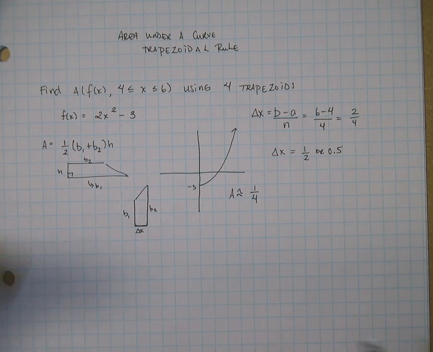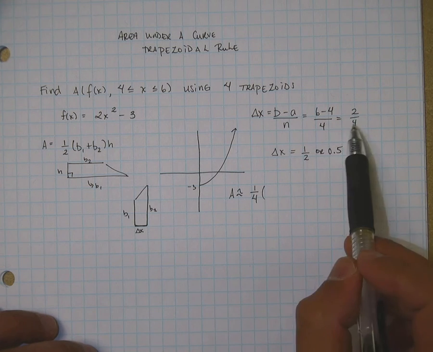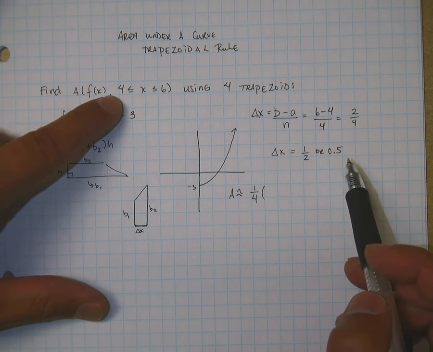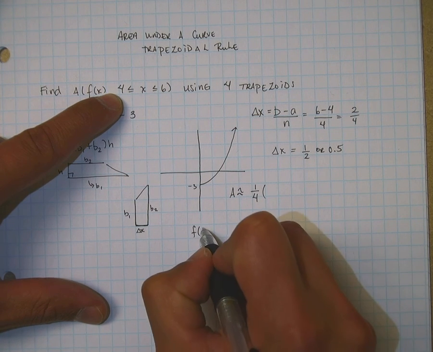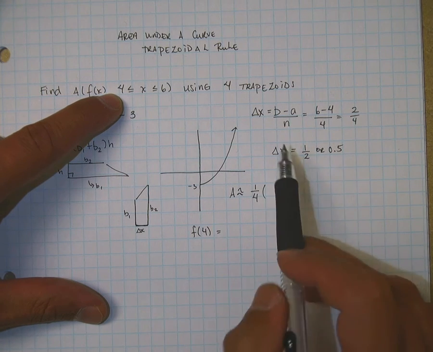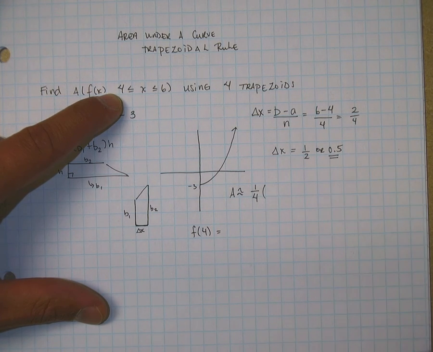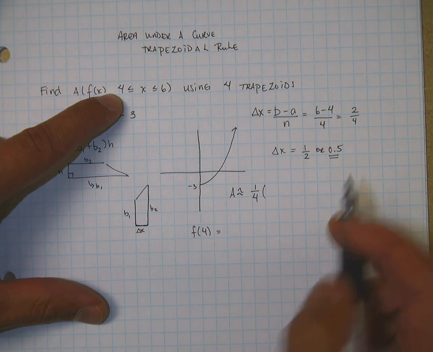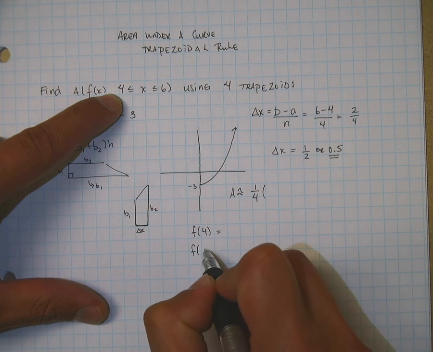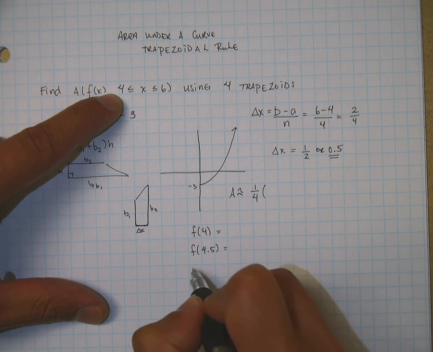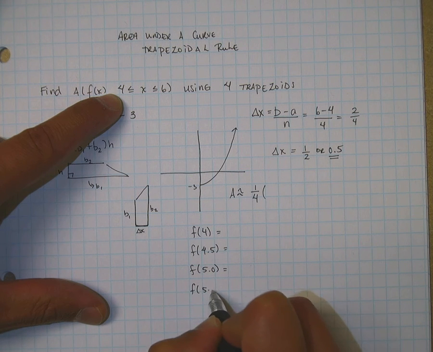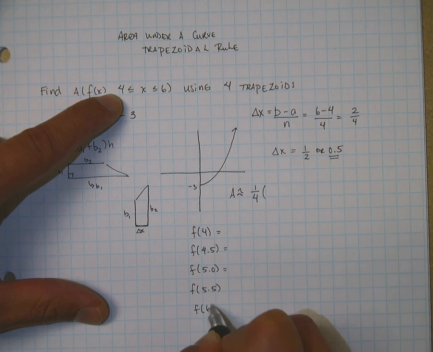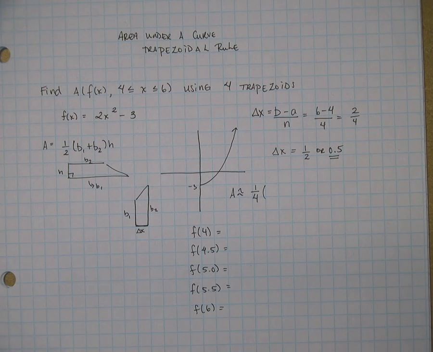So now we need the heights. If you notice, my delta x is 0.5. So where are we going to start? We're going to start at 4. Let me write out the y values that I'm going to need. I'm going to start at f of 4, and then keep adding decimal equivalents, going by half of a width. So f of 4.5, then f of 5.0, f of 5.5, and finally f of 6. That's going to give me the 4 trapezoids that I need.